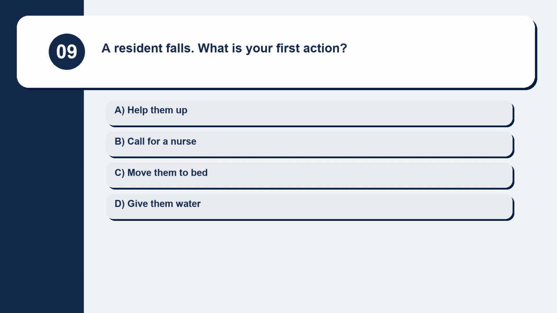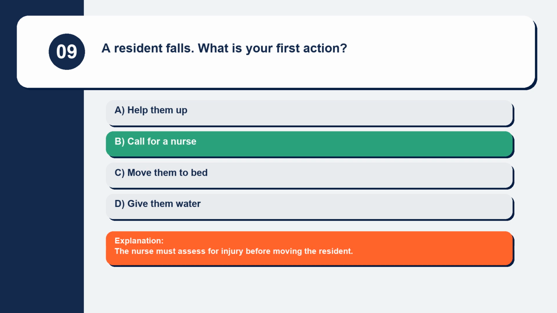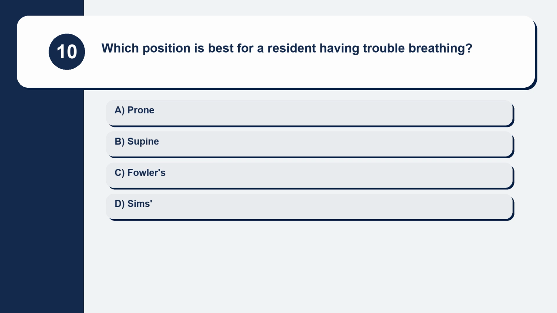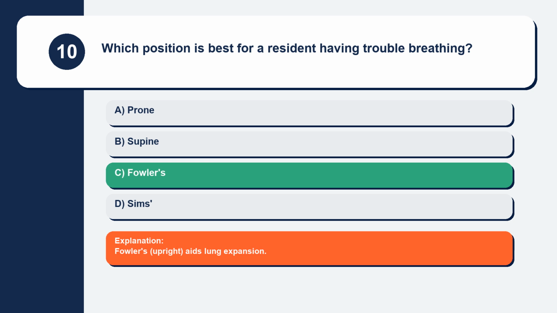Question 9. A resident falls. What is your first action? Help them up, call for a nurse, move them to bed, give them water. The nurse must assess for injury before moving the resident. Question 10. Which position is best for a resident having trouble breathing? Prone, supine, Fowler's, Sims. Fowler's, upright, aids lung expansion.